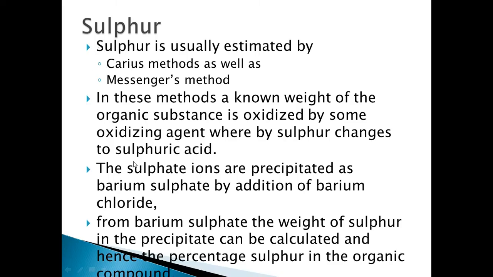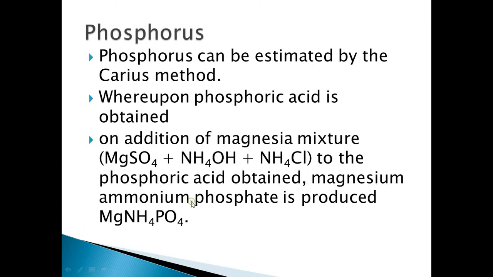In these methods, a known weight of the organic substance is oxidized by some oxidizing agent, whereby sulfur changes to sulfuric acid. The sulfate ions are precipitated as barium sulfate by addition of barium chloride. And from the amount of barium sulfate that is obtained, the sulfur can be calculated, and hence we can determine the percentage sulfur in the organic compound.